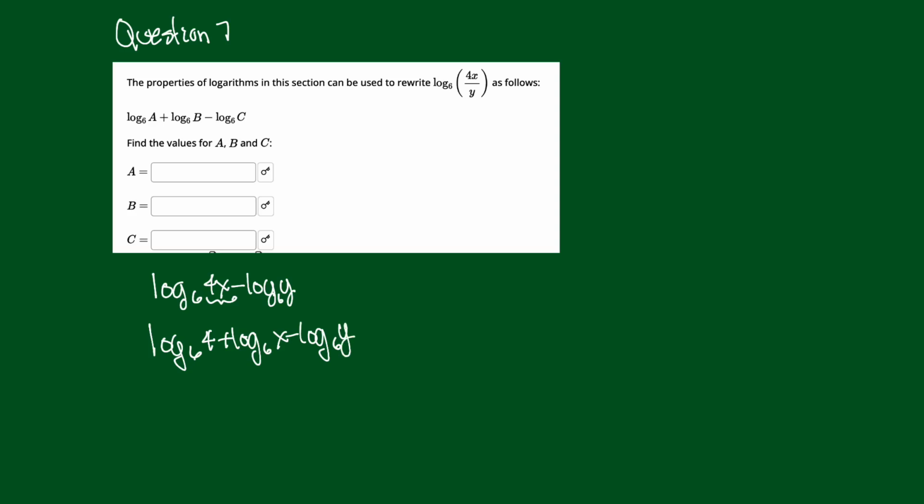Well, A, all right, now what is A here? According to this, it is the first argument. That's going to be a 4. B is the second argument. That's an x. And C, that's the third argument. That's a y. So we're going to have 4, x, and y.